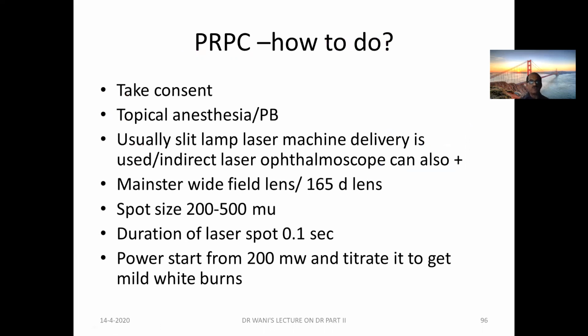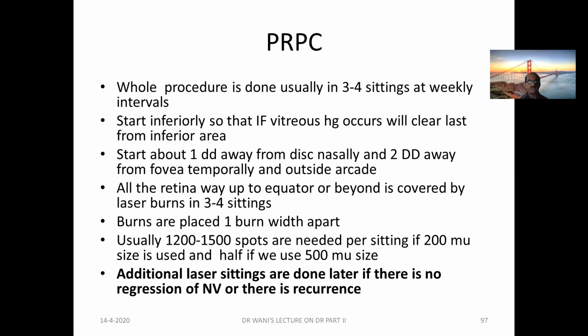So how to do it? Of course, take consent and other things. Usually we do it on a slit lamp or with an indirect laser ophthalmoscope. We use a Mainster wide-field lens or a 165-degree lens. The spot size can be anywhere from 200 to 500 micron. Duration of laser is about 0.1 second. Power you can start from 200 milliwatts and increase. If there is cataract, you have to use more power. If it is pseudophakic, less power.